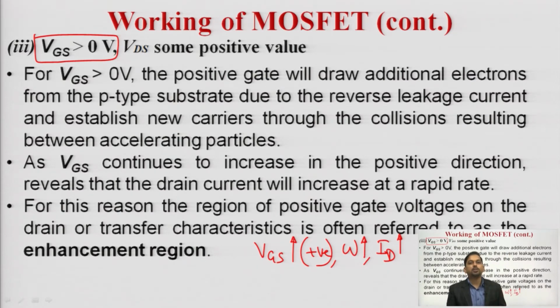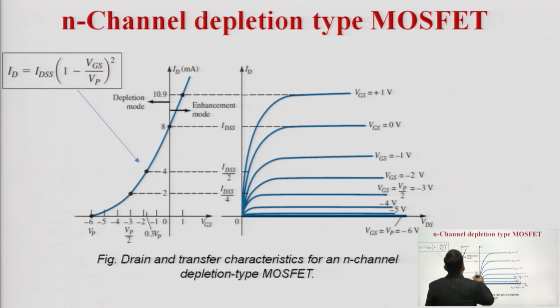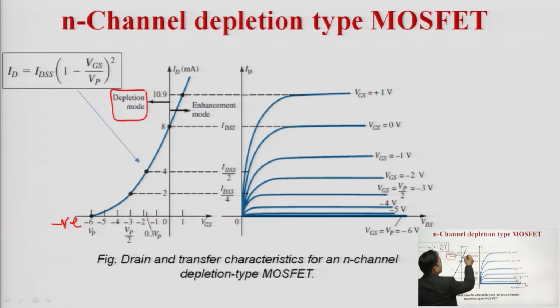And in the previous situation, when VGS is less than 0, meaning whenever we apply negative VGS, the effective width of the channel decreases, which is known as the depletion mode. So here we can see that this N channel depletion type MOSFET can work in both modes. First is the depletion mode when VGS is negative, and when VGS is positive, we have the enhancement mode. This is positive.